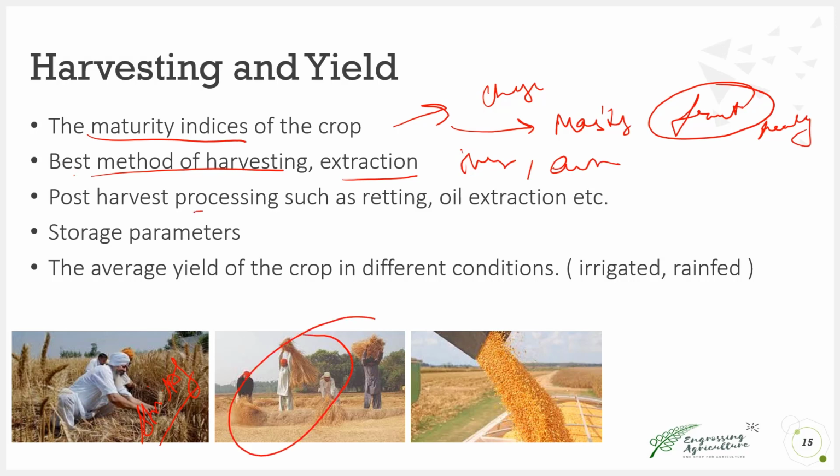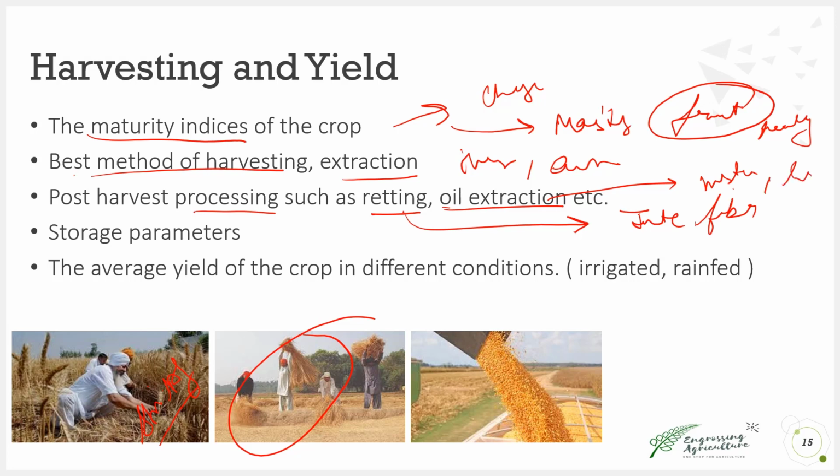Post harvest processing, such as retting in jute. Retting means extraction of the fiber from the jute. Oil extraction from oil crops such as mustard, sunflower and others. It can also include sugar extraction from beetroot and sugarcane.